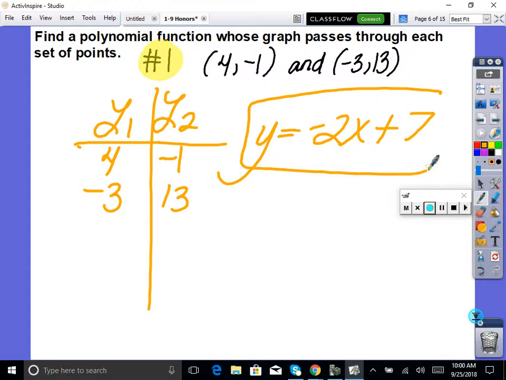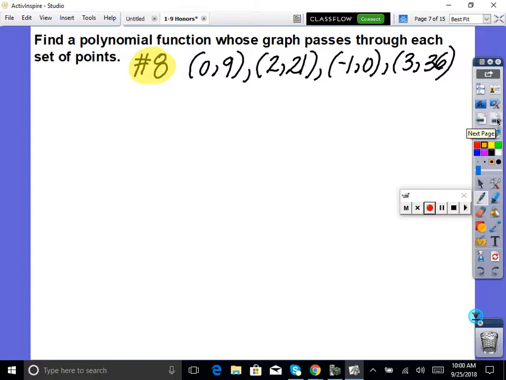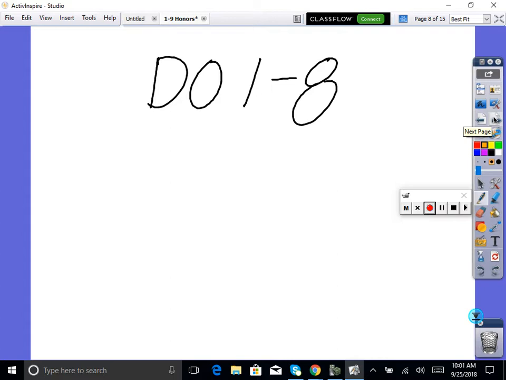Okay, awesome. Good stuff. I think we get the picture here. Do you? How many? Okay, cool. I think we get it too. 1 through 8 go. 1 through 8 go.